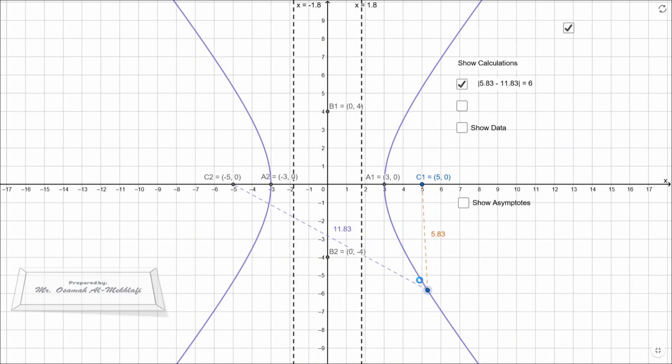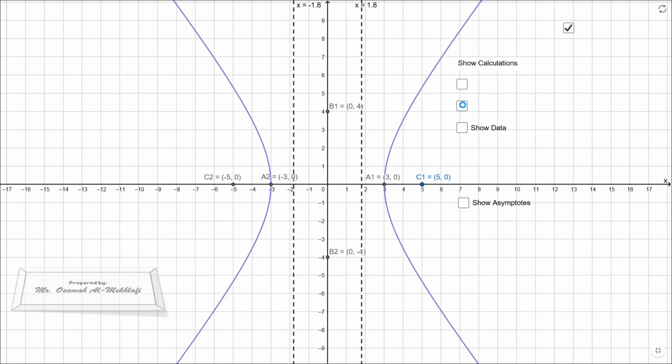While I'm moving it on the hyperbola, I will have two values: 9.93 and 3.96. If I take the modulus of their subtraction, so the difference, I will see that the difference is 6. And if I keep moving it, wherever I move it, yes, I'm going to have different distances, but their difference is always going to be 6.